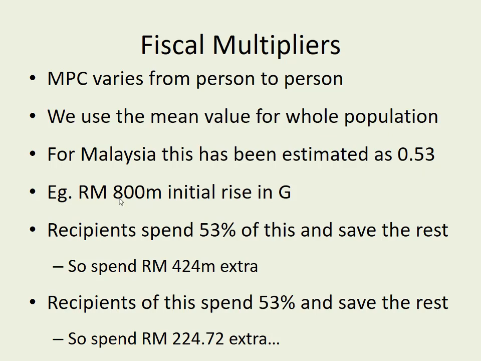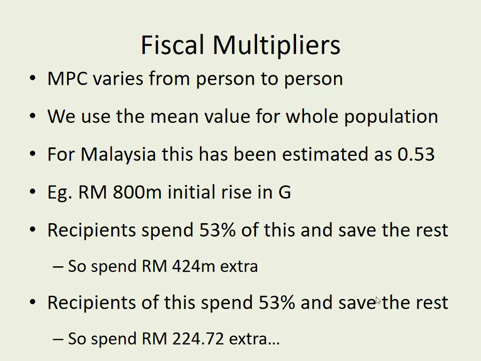So here we had the 800 million initial rise. If recipients spend say 53% of that and save the rest, if you work out 53% of this, that means we'd expect that they'd spend this much extra. So this is the initial increase. Of that, this percentage is spent, which is this much. So you get an increase in spending of this much. And then the people that receive this, they themselves will also spend 53%. And 53% of this is that. And then it keeps on like that.